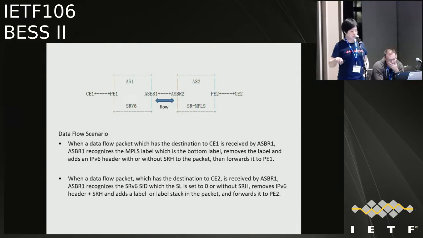SBR1 will recognize the special label, remove the label and encapsulate the packet with an IPv6 header, and maybe there's an SRH in it. Then SBR1 sends the packet to S1. So in the two directions, the flow will only be treated on SBR1, and nobody else, such as P1, needs to know this function, because this function has local significance. The flow will be forwarded normally and reach the destination. So it can resolve the hybrid network interconnection issue.